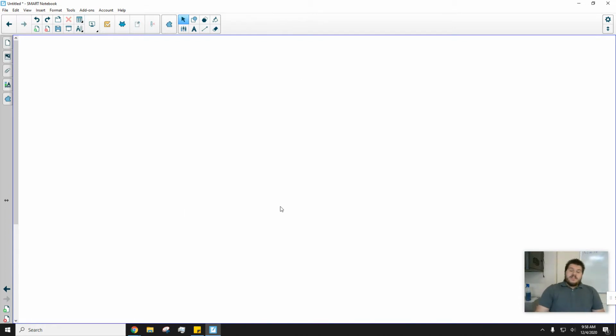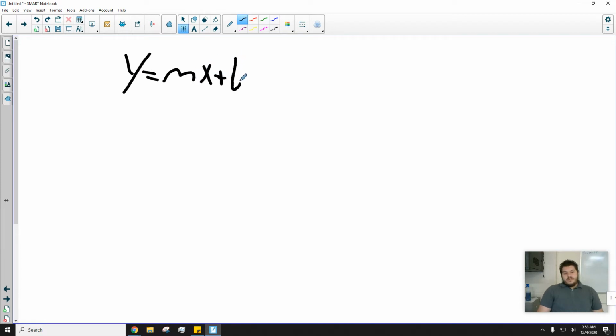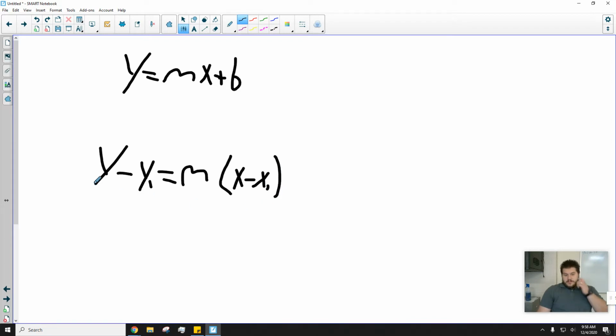So we have been looking at the equations of lines. Specifically, we've looked at things that look like y equals mx plus b, which is our slope-intercept form. And we've also looked at y minus y1 equals m times x minus x1. And that's our point-slope form. These are both the equations of lines. So what we're going to do today is take a look at how to tell if two lines are parallel just by looking at their equations.